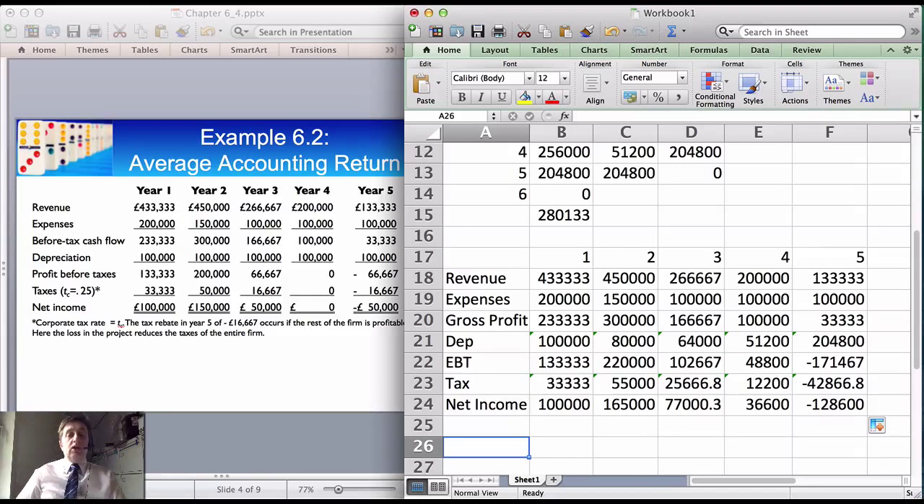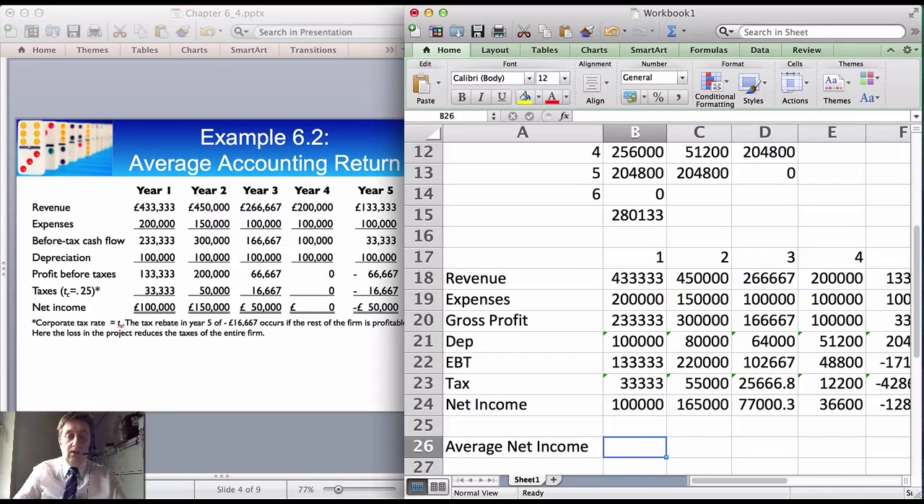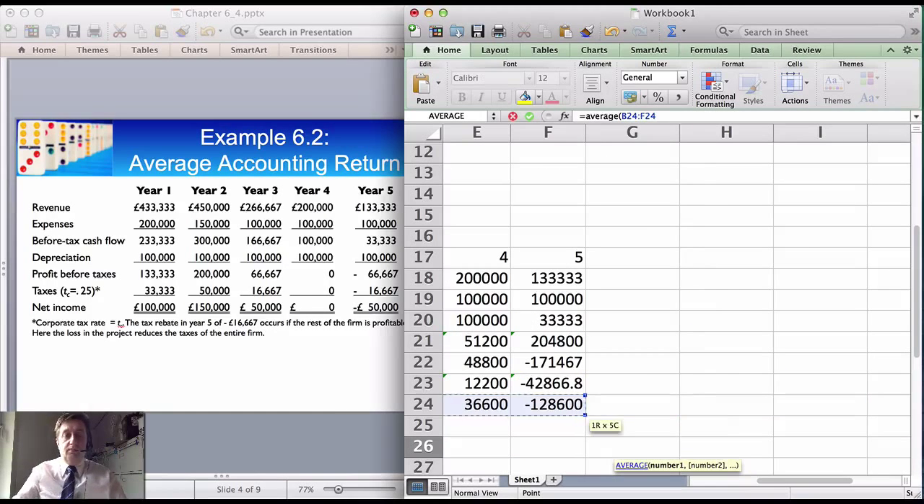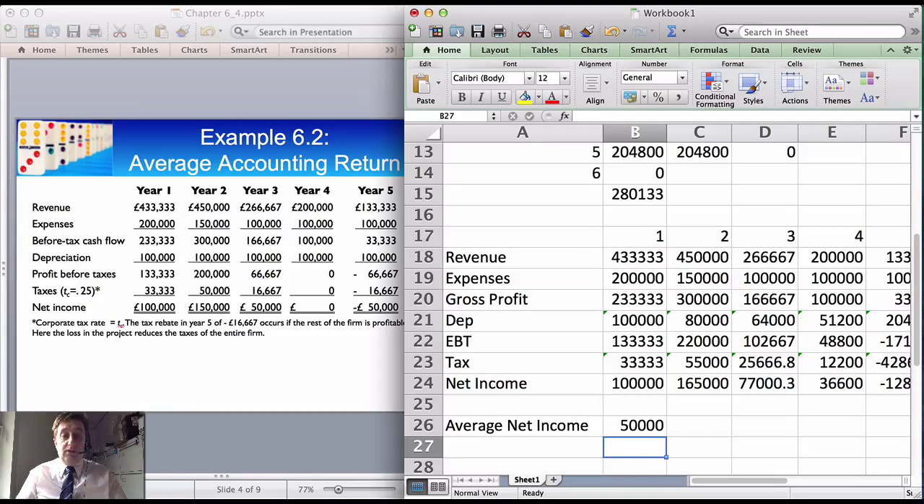Okay, so now we can do some calculations. What's the average net income? Well, we do that over 5 years. We can say average net income. So the average net income is 50,000. Okay, and why is that? Well, I'll talk about that in a minute.